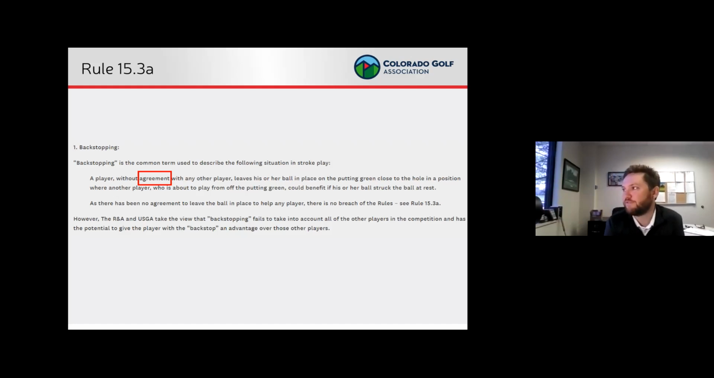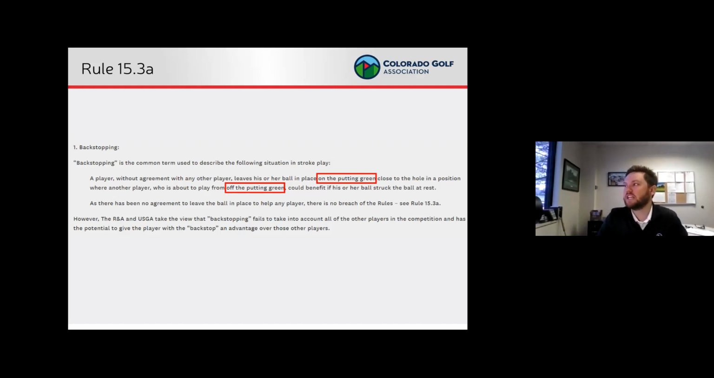And typically that's going to be a verbal or a nonverbal communication. If I could somehow non-verbally communicate that I'm doing this as a backstop, that's an agreement. Again, 99% of the time it's going to be verbal, maybe. And even though it applies anywhere, in this case, it kind of sets up a time frame of when a ball is in place on the putting green in a position where another player who's about to play from off the putting green could benefit.